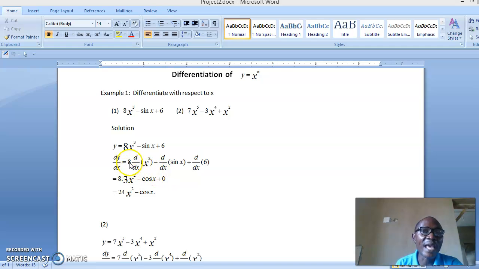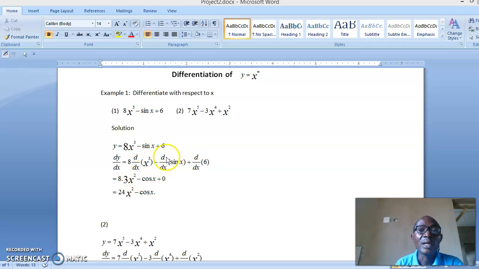So in this case, we have 8 multiplied by the derivative of x cubed. When you differentiate x cubed, you multiply 3 by the coefficient of x here. You have 3 times 1, that's 3. Then you remove 1 from 3. So every time you differentiate, you multiply the power by the coefficient and you subtract 1 from the power. So 3 times 1 here, you have 3x, then subtract 1 from this 3, you have 2.